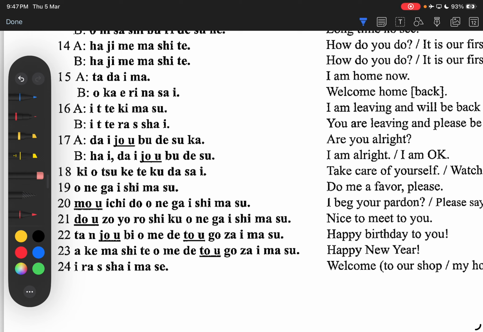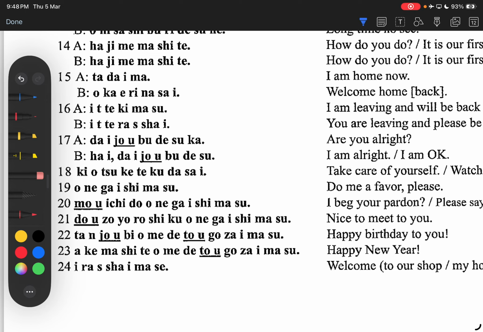Number 20. もう一度. Okay? もう is like again. It's another way to say again. But また is again. もう is more of a one more time. Please. One more time. So 一度 is one time. Okay? 一度 alone means one time. So もう is like one more time, that kind of meaning.